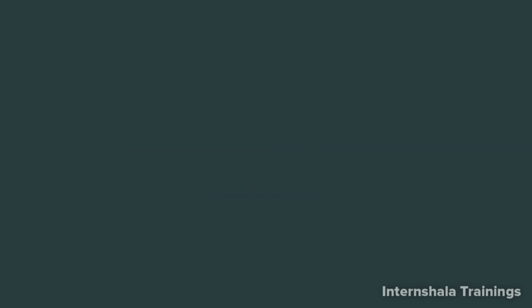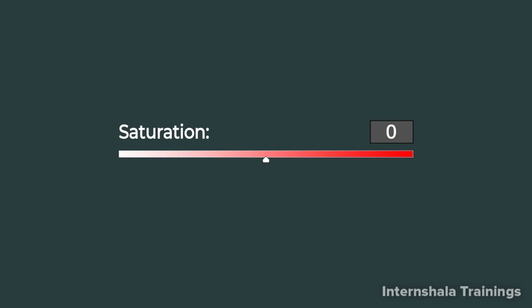The next component is saturation. It comes in form of a slider, which will change our saturation, also known as intensity. And by changing the value of the slider, the selected hue or color becomes more or less intense.